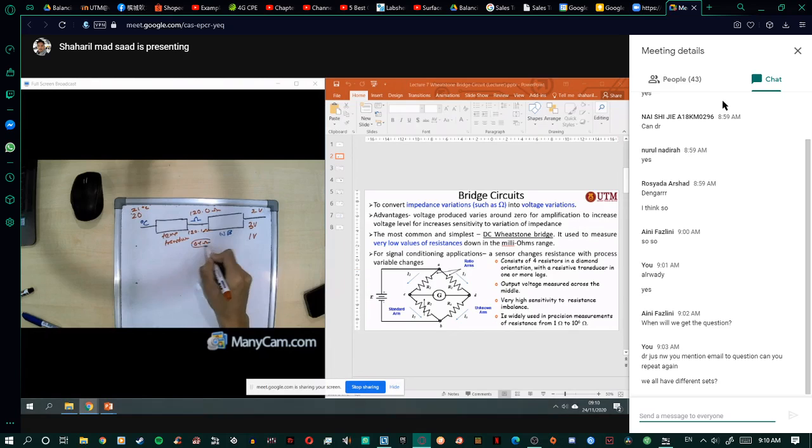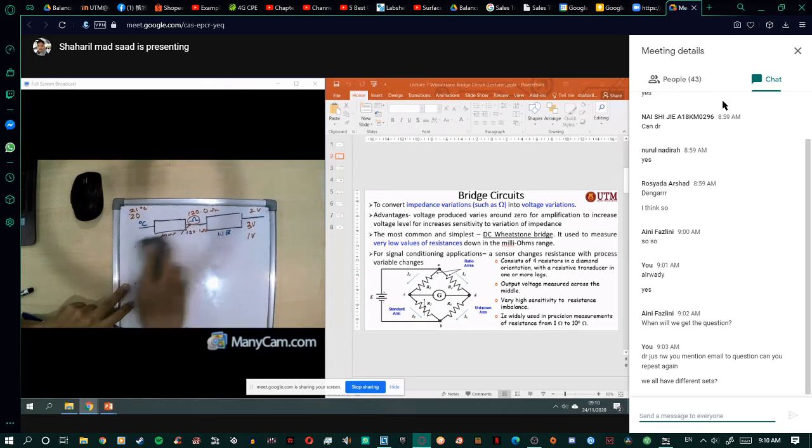So it will be quite difficult when you measure it in terms of resistance, because the resistance is also affected by your wire, right? Your wire, sensor and so on, you also have resistance. So that's why we try to convert it into voltage. That is the purpose of using the Wheatstone bridge.